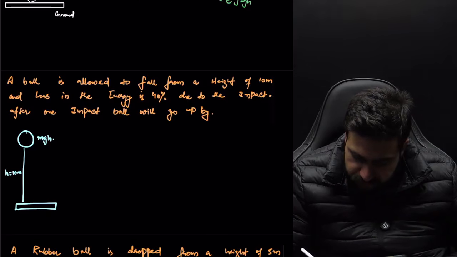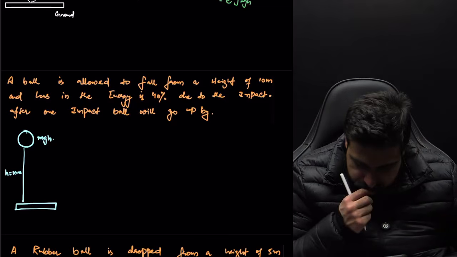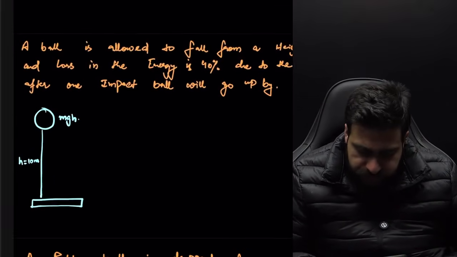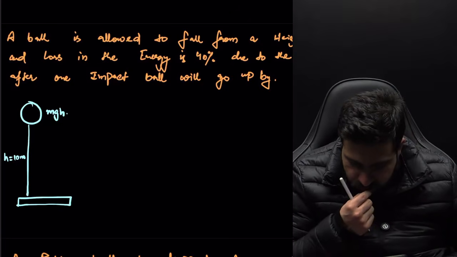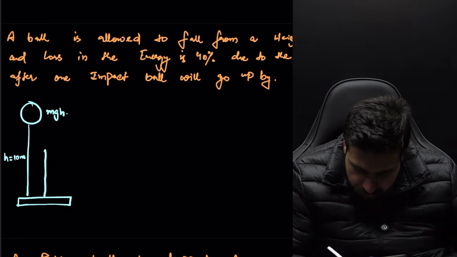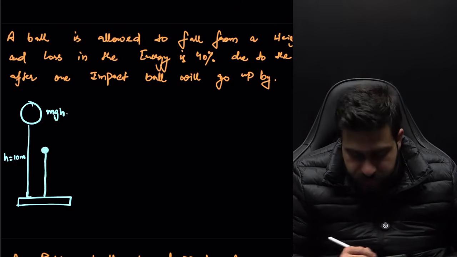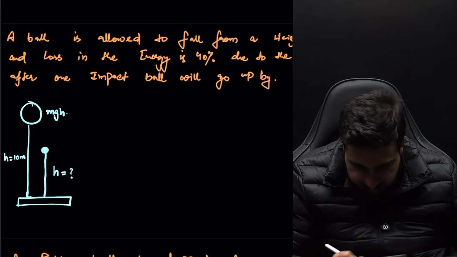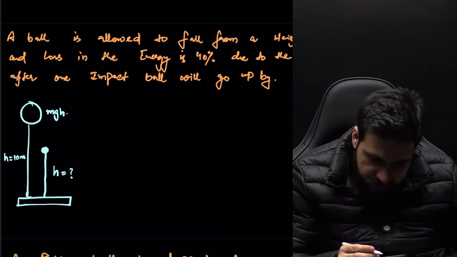After one impact, the ball will go up by how much? We have to find out, in this particular case where the energy loss is 40%, after one impact how much the ball will go up. This is the height we have to find out.